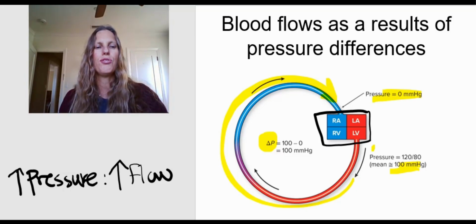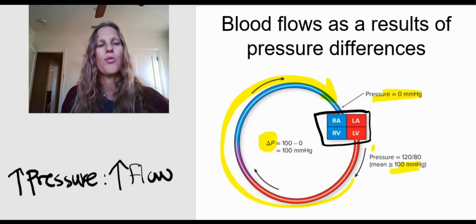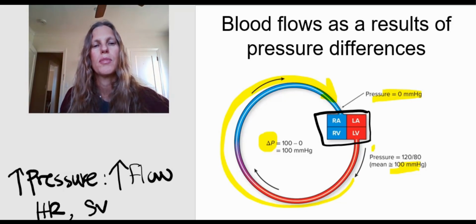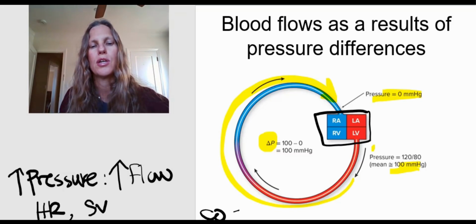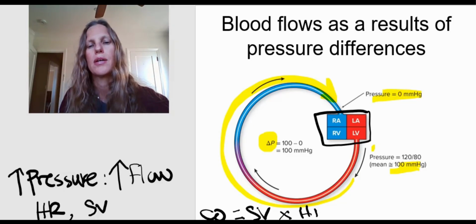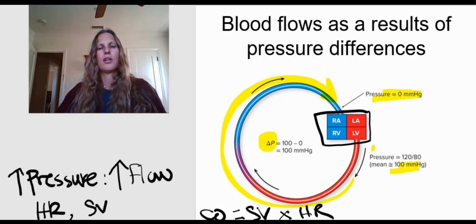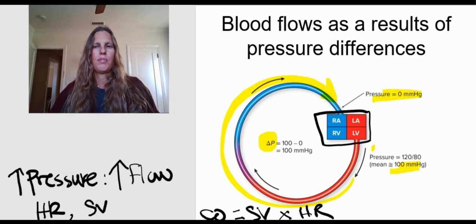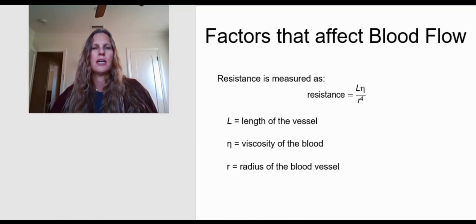So things that we've talked about so far that are going to affect pressure, anything that's going to affect cardiac output, right? That's the blood going in there. So your heart rate, and the other variable for cardiac output, if you remember, was stroke volume. Remember, CO equals stroke volume times heart rate. So any one of those variables is going to affect pressure. Okay, so that's pressure. A pressure gradient is necessary.